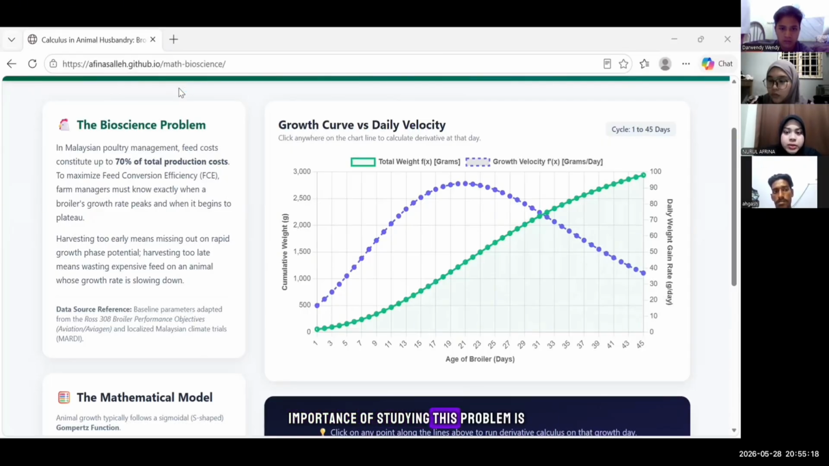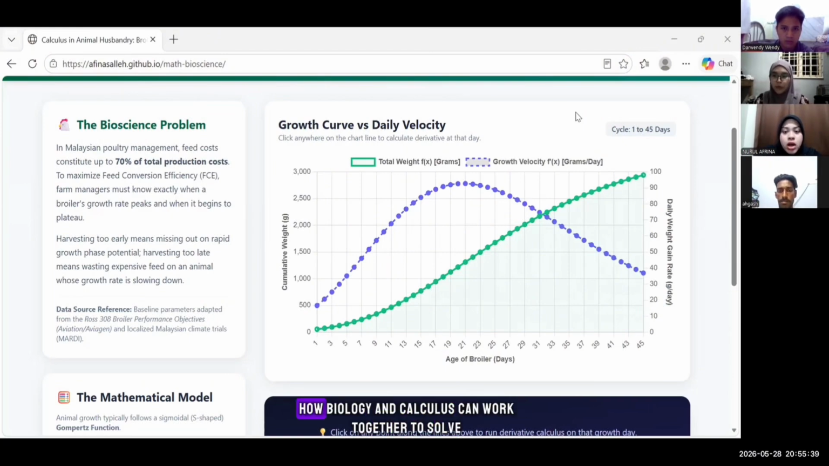The importance of studying this bioscience problem is to improve feed conversion efficiency (FCE), how effectively feed is turned into body weight, by applying mathematics. Farmers can reduce feed waste. The second one is to increase profit margin and maintain animal welfare. This shows how biology and calculus can work together to solve a real agriculture challenge.